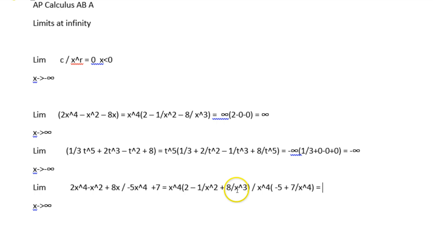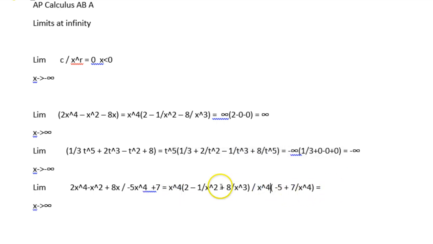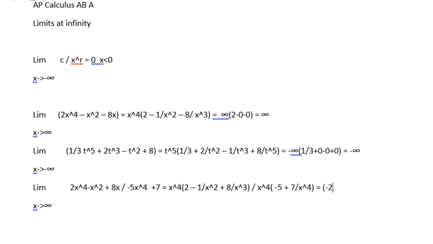Alright, now if you notice I have an x to the 4th on top and an x to the 4th on bottom, so that leaves nothing. And then if I find the limit as x approaches infinity, this turns into 0, this turns into 0, and this turns into 0, leaving me with 2 minus 0 plus 0 on top divided by negative 5 plus 0. Well, that's not negative 2, that should be positive 2 up top. This all turns into negative 2/5. So it makes your job a whole lot easier when you actually divide it out, okay?